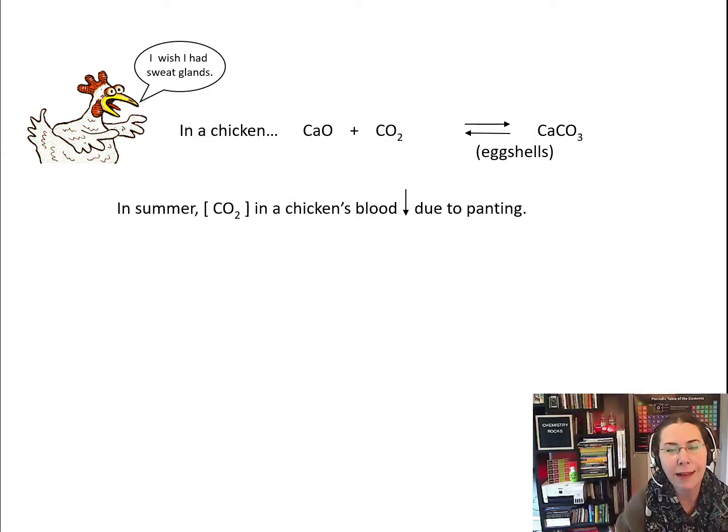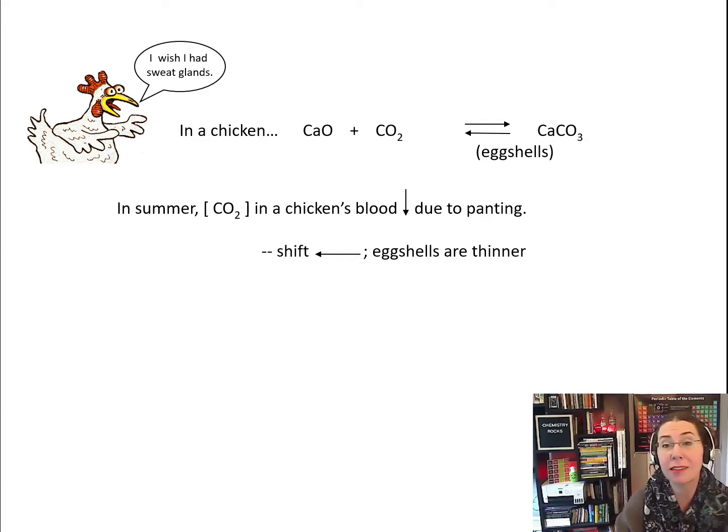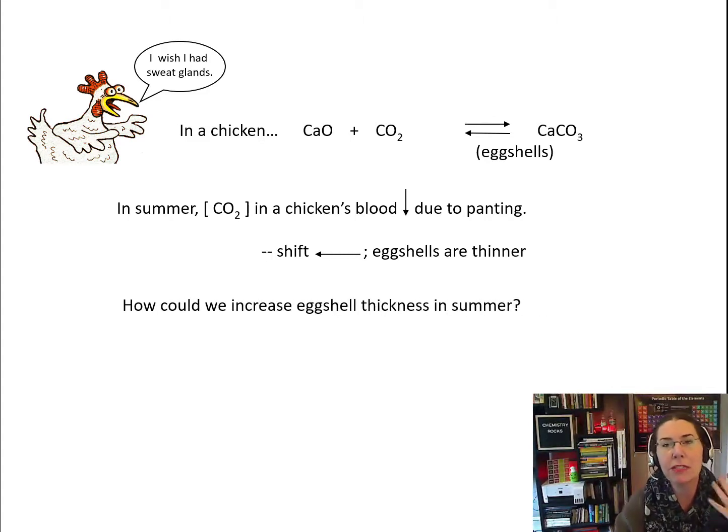Okay, so how can we counteract this? All right, we want to keep the equation from shifting to the left. We want the eggshells to stay nice and thick so that chickens don't break their eggs. So how can we increase chicken eggshell thickness in the summer? Take a moment, think, and tell me of a way we might be able to do this. No harm, no foul. Want you to try.